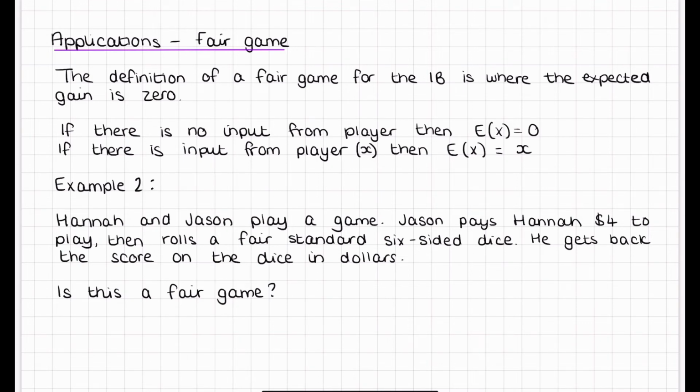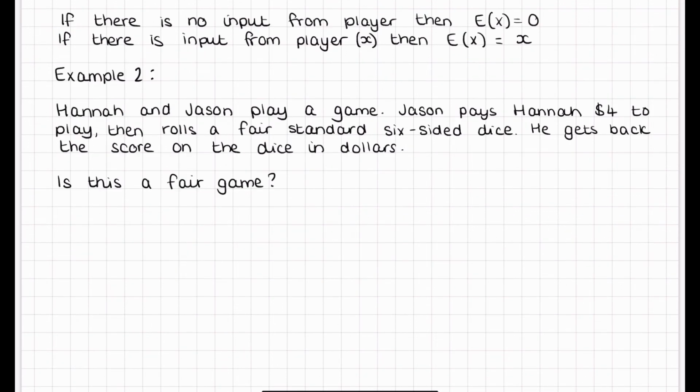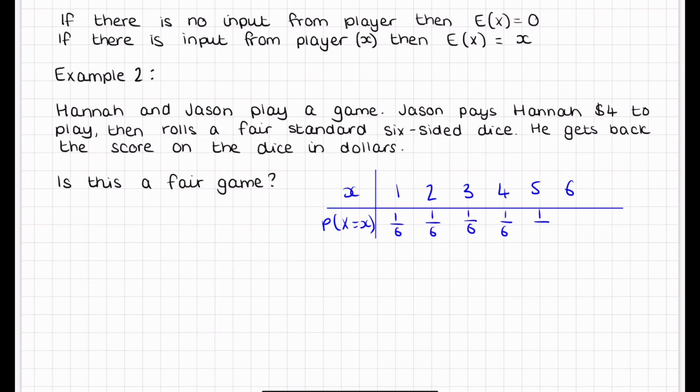In this example, Hannah and Jason play a game. Jason pays Hannah $4 to play, then rolls a fair standard 6-sided dice. He gets back the score on the dice in dollars. Is this a fair game? What we need is all the probabilities for all of the possible outcomes, which with this one is super easy because it is a fair die, and all our probabilities will just be 1 out of 6.